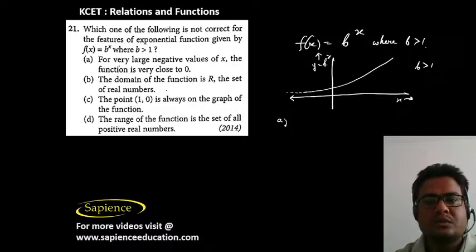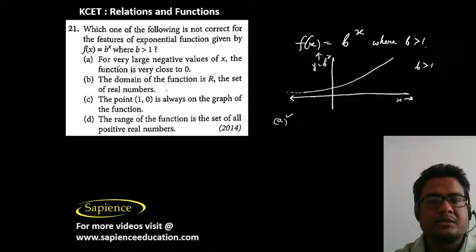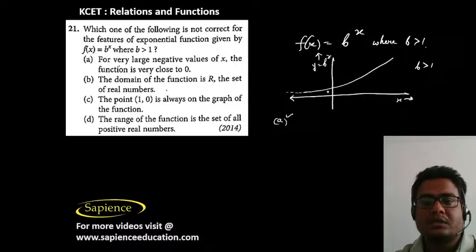So the following is not correct either. So first one, option A is correct. We should not choose it as the option. And then option B, the domain of the function is R, the set of real numbers. The domain is obviously R, so B is correct, so we should not choose it as the option.